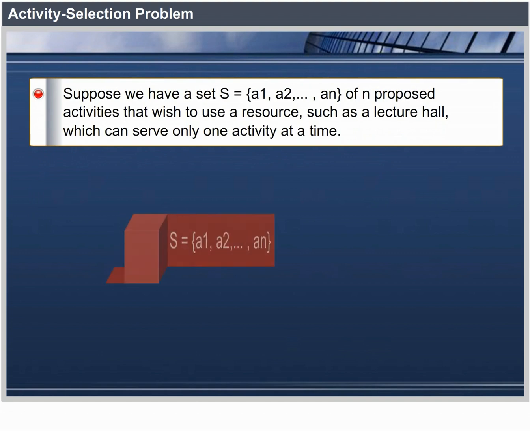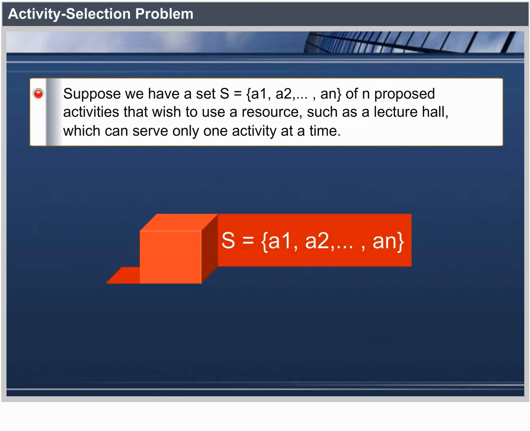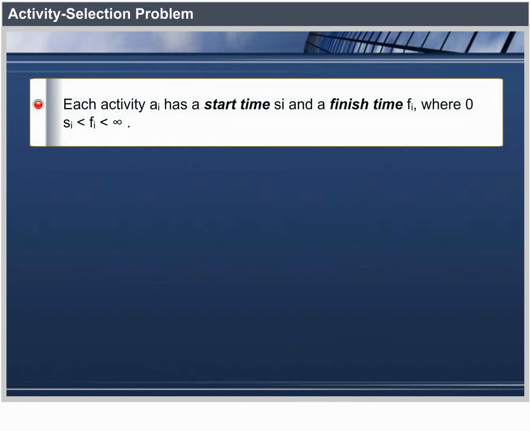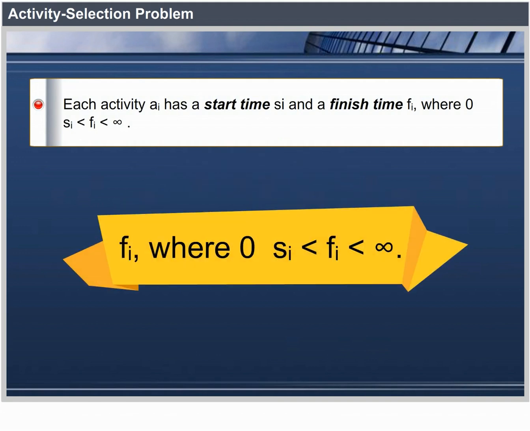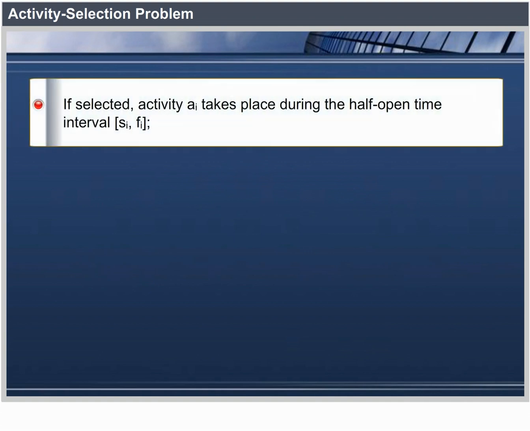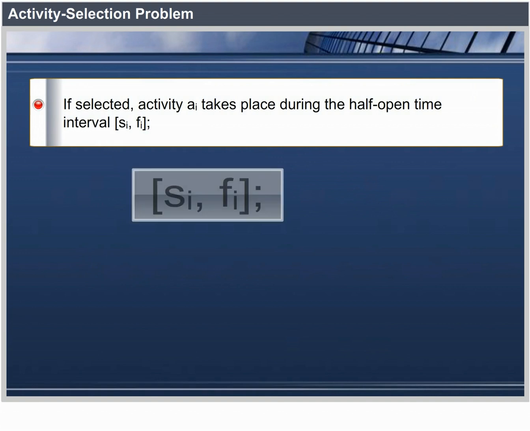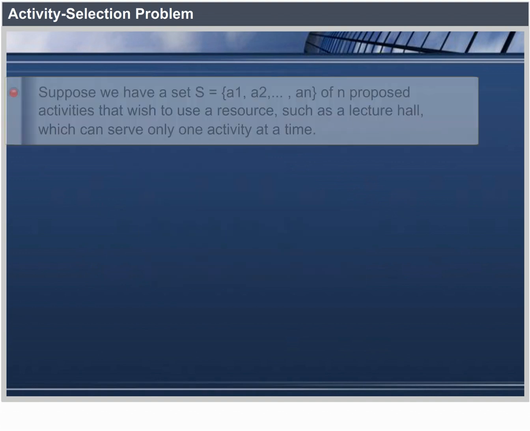Suppose we have a set S which has the elements A1 up to An of n proposed activities that wish to use a resource, such as a lecture hall, which can serve only one activity at a time. Each activity Ai has a start time Si and a finish time Fi, where 0 ≤ Si < Fi < infinity. If selected, activity Ai takes place during the half-open time interval [Si, Fi).